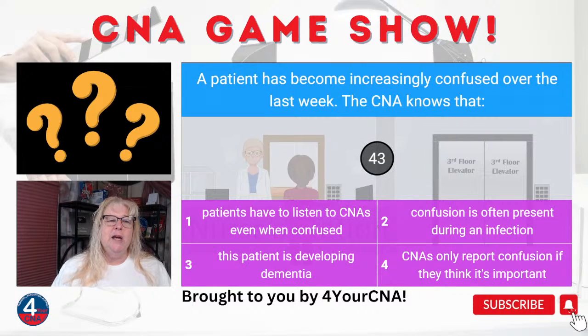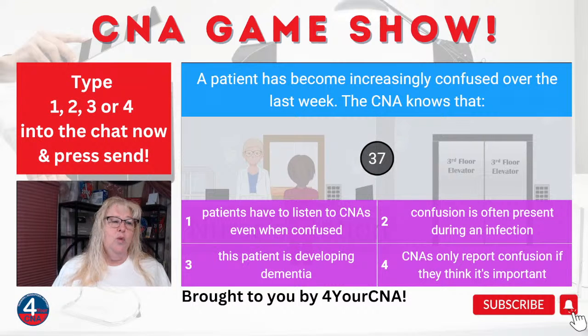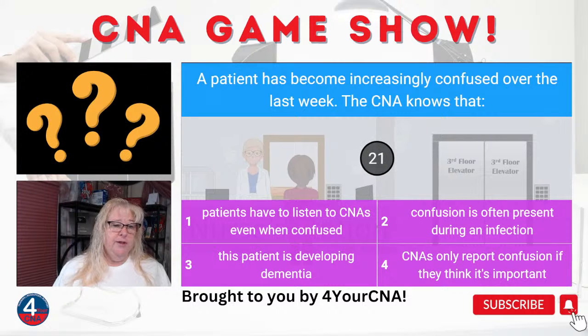A patient has become increasingly confused over the last week. The CNA knows that: 1. Patients have to listen to CNAs even when confused. 2. Confusion is often present during an infection. 3. The patient is developing dementia. Or 4. CNAs only report confusion if they think it's important.